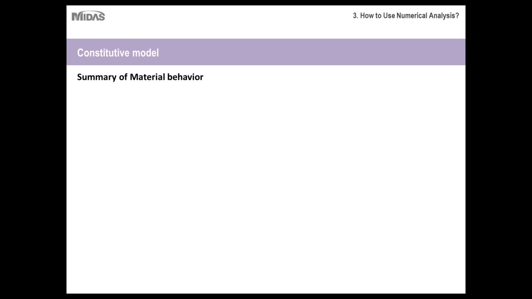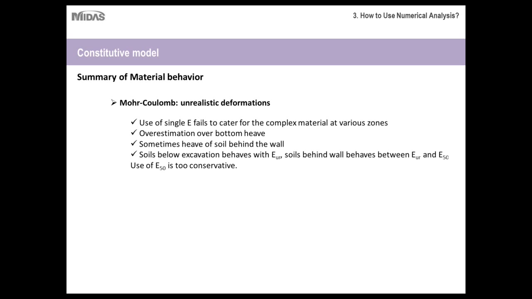So I can imagine that this was a lot of information in a very short time interval. So what I'm trying to do here is summarize the material behavior that we just discussed in bullet points and very precise notes formation. So Mohr-Coulomb gives unrealistic deformations provided you are working with unstable soil strata. Otherwise, you are good to go with Mohr-Coulomb. Now, why do we say it gives unrealistic deformations? Because it uses a single E value, which is Young's modulus, and fails to cater to the complex materials at various zones.